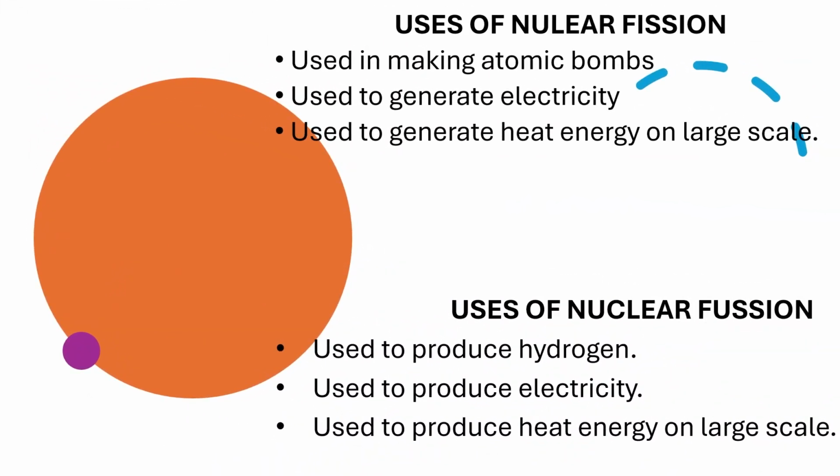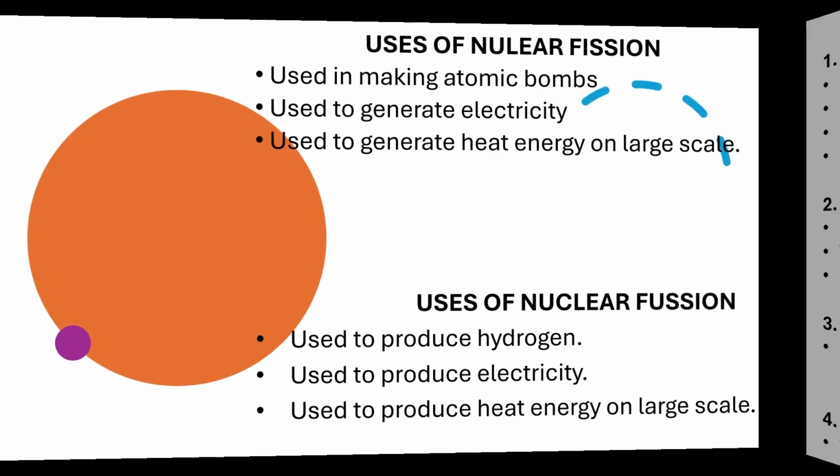Let's look at some uses here. Now, each of these processes has some uses, but generally they have combined uses, except some, like atomic bombs, which are strictly for nuclear fission. So the atomic bomb is for fission. Then one specific case, the hydrogen bomb, is for fusion. But both of them generate electricity and generate a lot of heat for large scale use, and more others.